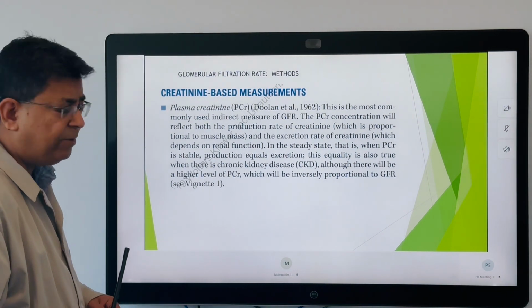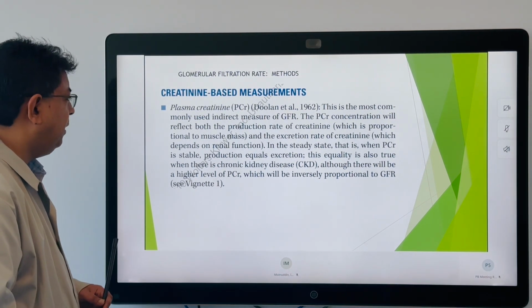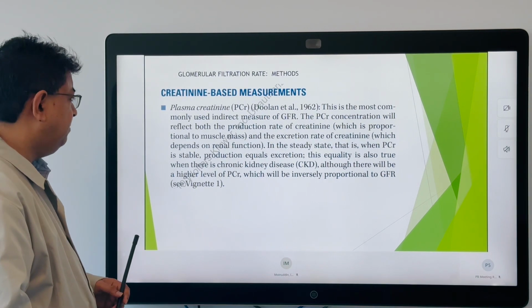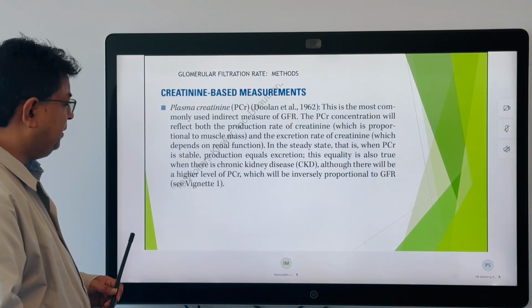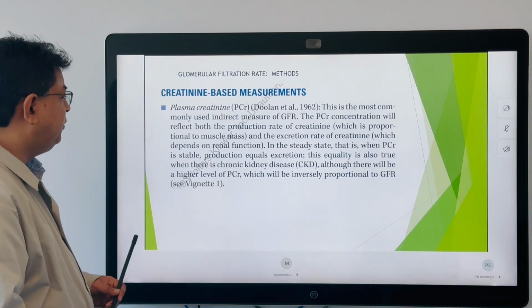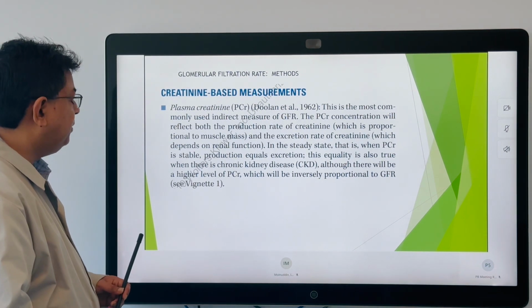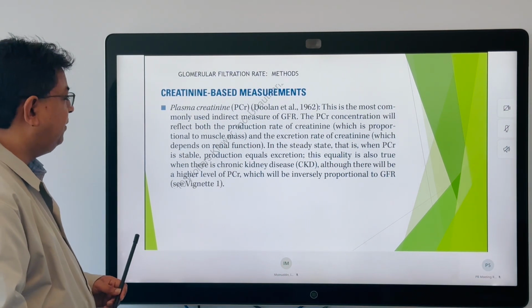Now, let's talk about glomerular filtration rate. How do you measure glomerular filtration rate? Plasma creatinine is the most commonly used method. It's an indirect measure of glomerular filtration rate. The plasma creatinine concentration will reflect both the production rate of creatinine, which is proportional to muscle mass, and the excretion rate of creatinine, which depends on renal function.